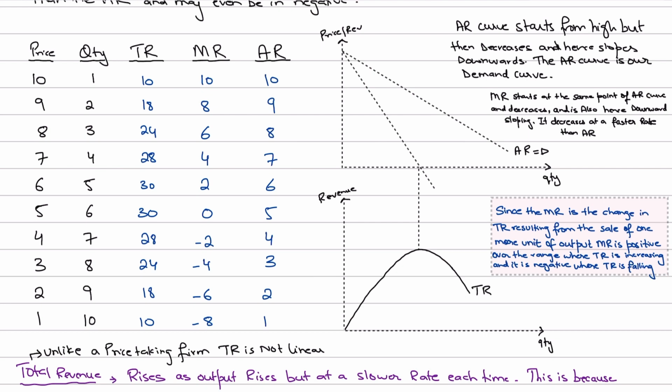And as far as the behavior of marginal revenue is concerned, we can calculate marginal revenue simply by calculating the change in total revenue divided by the change in output. The change in output is just 1, so the change in total revenue will be equal to the marginal revenue.